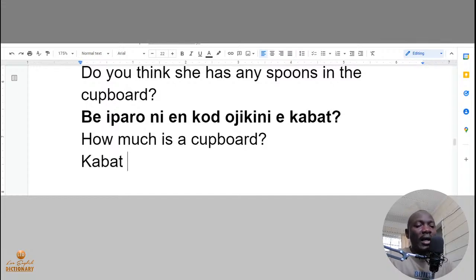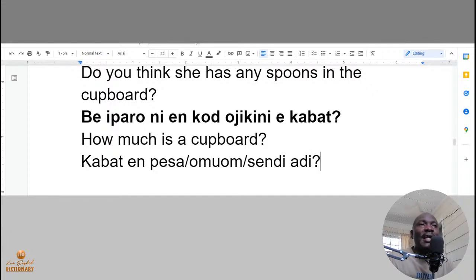Cupboard en pesa adi. Now, the language for money is still very debatable because every part says different things. So, pesa, omuom, sendi, adi. That is still acceptable. Everywhere you go in the Luo areas, this will be accepted. Pesa, omuom, or sendi would be acceptable.